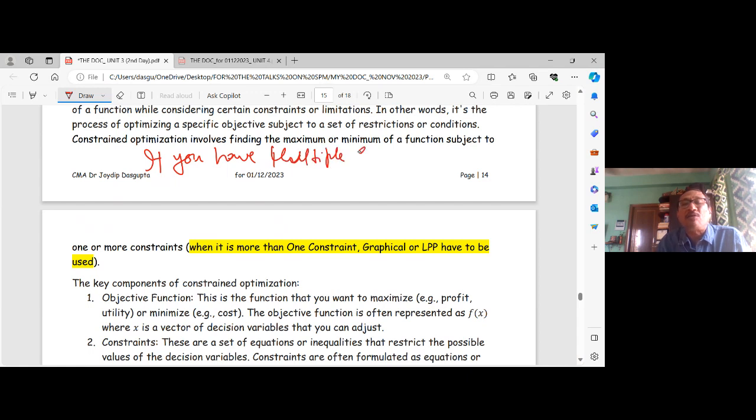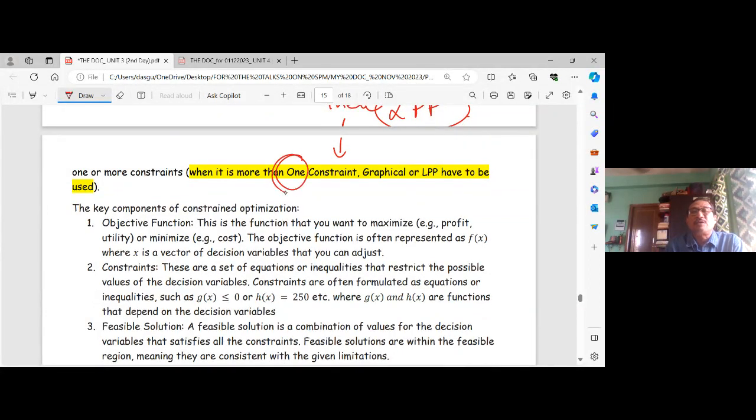then you have to use graphical LPP or simplex, or whatever you call that. It cannot be done in the way over here if there are multiple constraints. If there is more than one constraint, you have to go to graphical LPP. But if it is one constraint, then these methods apply, what we are talking about.